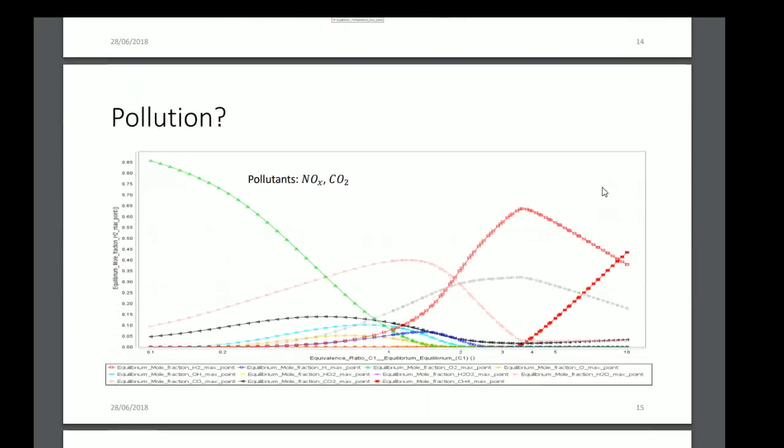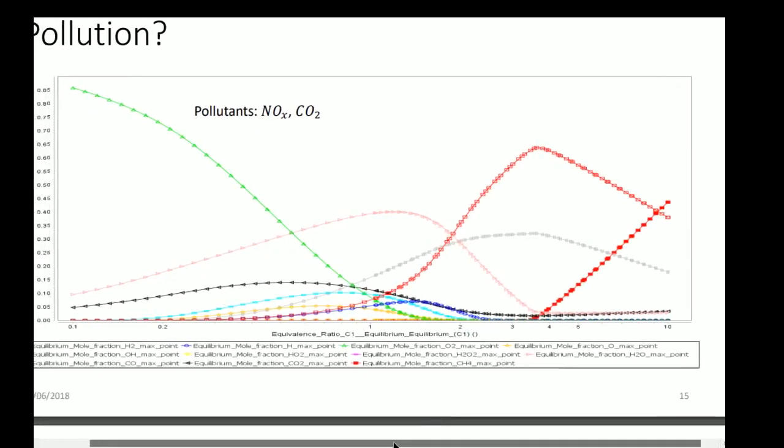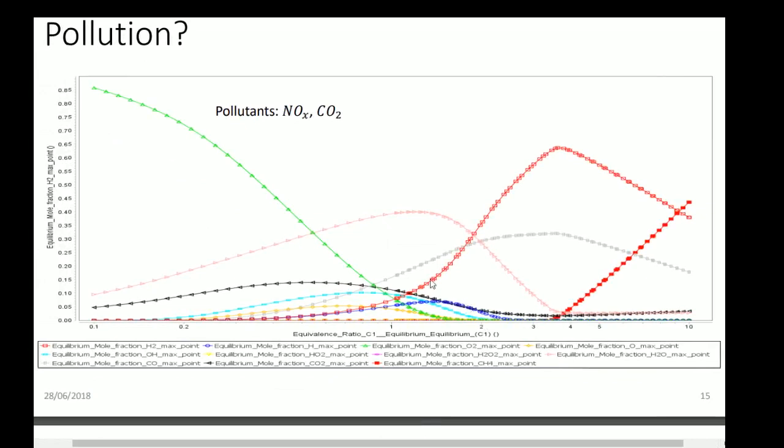Now let's talk about pollution. Wow, this big diagram. It's impossible to understand. Okay, let's zoom in a bit. So we are going to focus on O2 first. If you are in excess of air, it's normal that you have too much air. Okay, no problem. And then it lowers. Okay, no problem with that.